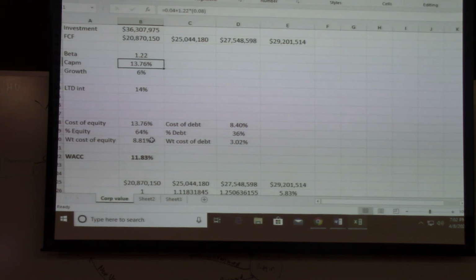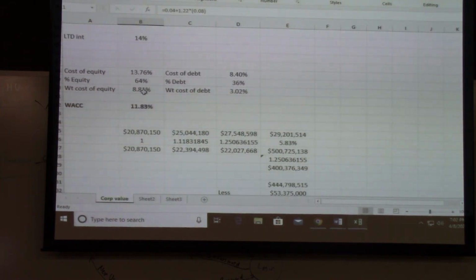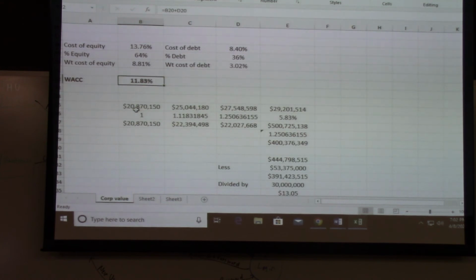We multiply that times the weight of the equity of 64%, and we come up with the weighted cost of equity. We multiply the after-tax cost of debt times the percentage of debt, and we come up with the weighted cost of debt, 3%. So we add these two together, and we get our WACC of 11%. Okay? So we're almost finished with this, and I know this is very detailed.